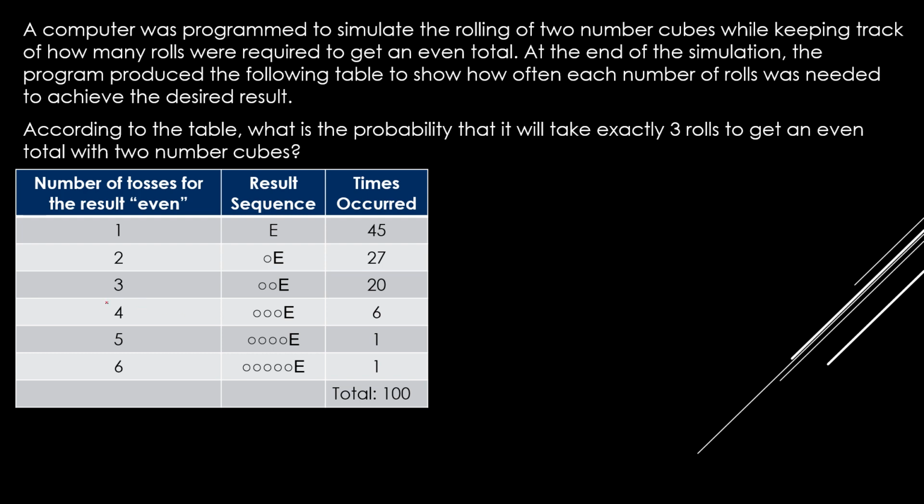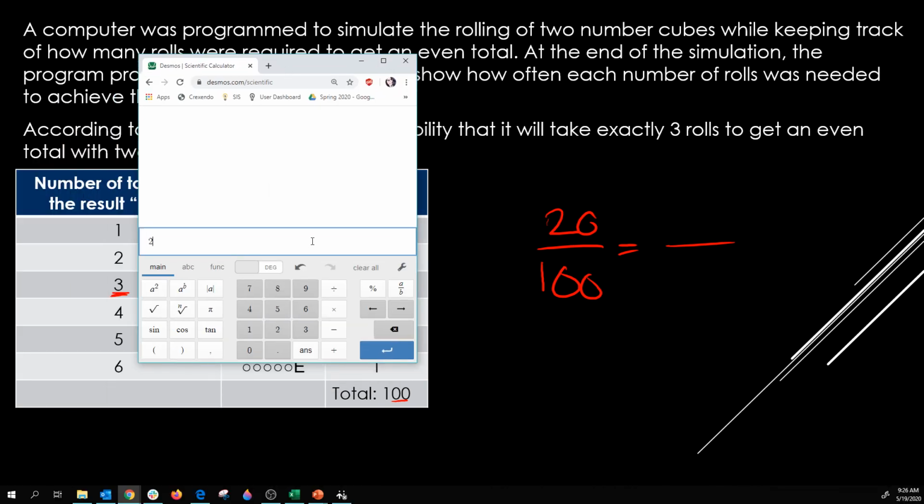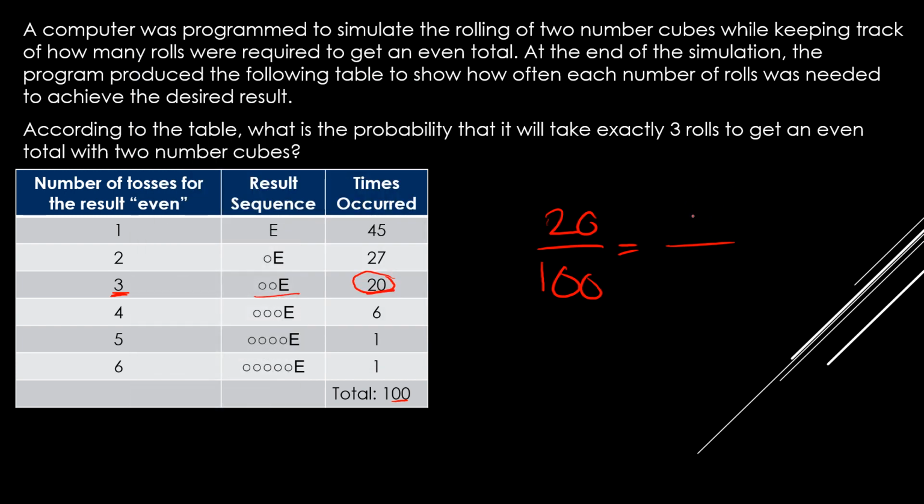So if I look at my table here where 3 is, it looks like it took 20 times out of that total 100 to roll this. And then don't forget we want to simplify. And if you want some help simplifying your fractions, you can just type them into Desmos. Right? And if I were to hit this, it would simplify it for me to give me 1/5.